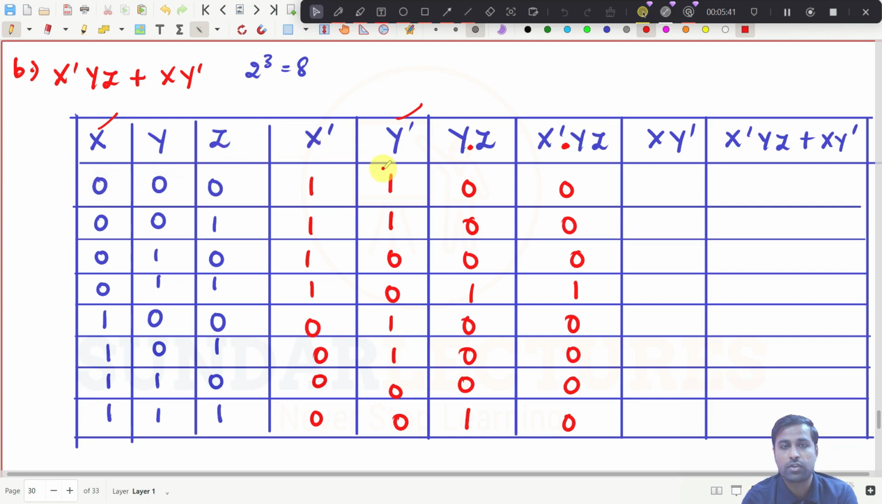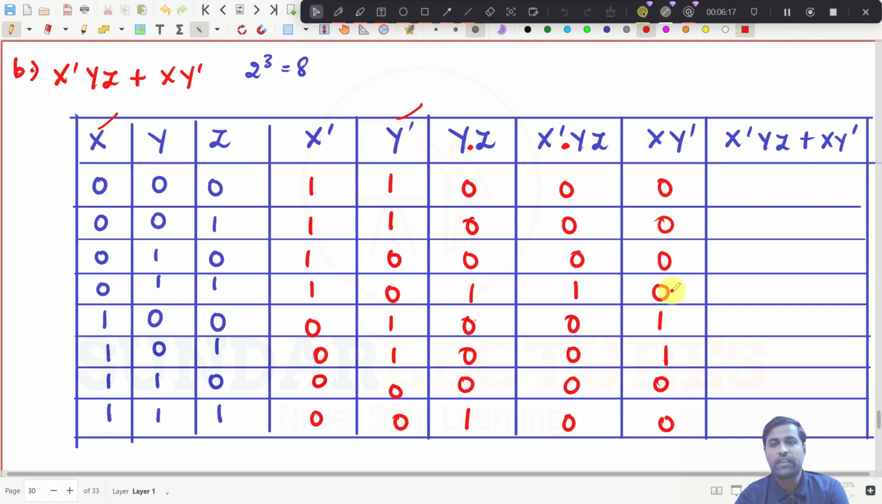Multiply these two: 0 1 you will get 0, 0 1 you will get 0, 0 1 again you will get 0, and then again 0 0 you will get 0. For this, because everything is 0, obviously it will be 0. And then this is 1 and this is 1, multiplication of 1 and 1 will be 1. For 1 0, these two are 0, so obviously the value will be 0.